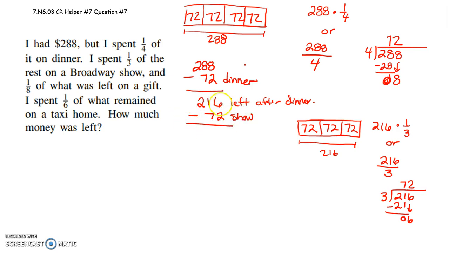Let's see how much money I have left. 6 minus 2 is 4. That becomes a 1, there's an 11. 11 minus 7 is 4. So it looks like you have $144 left after dinner and a show.